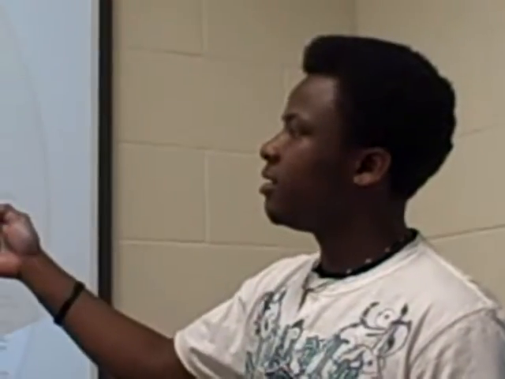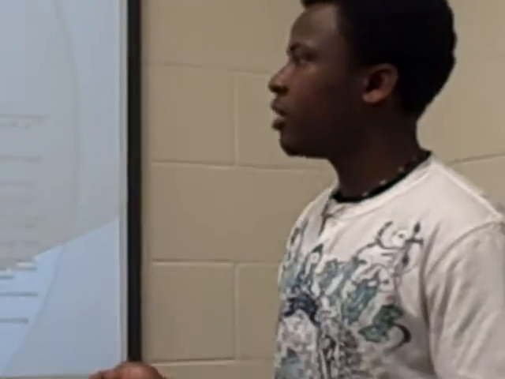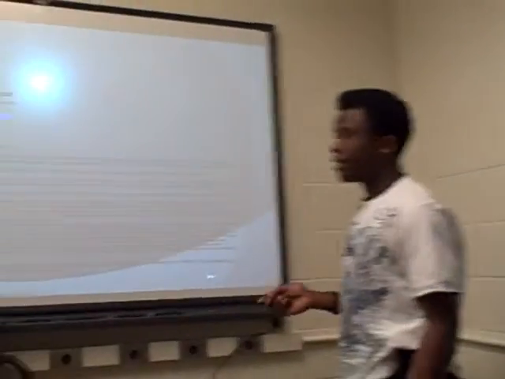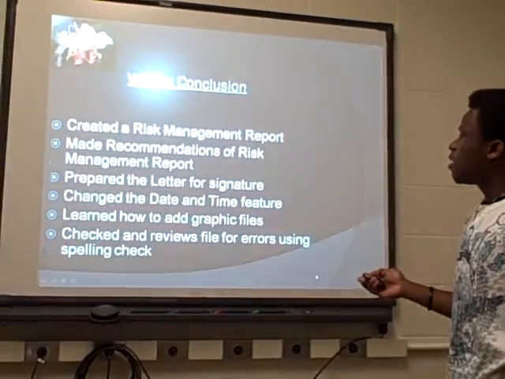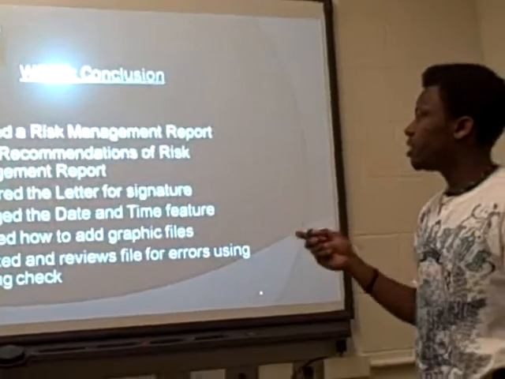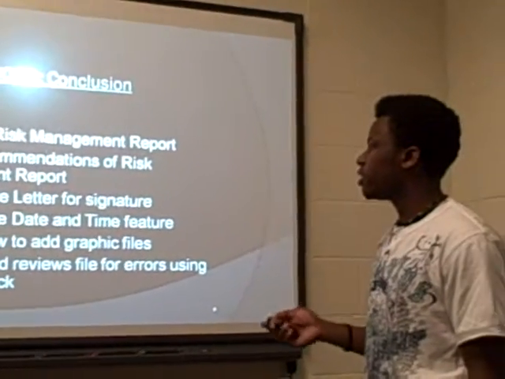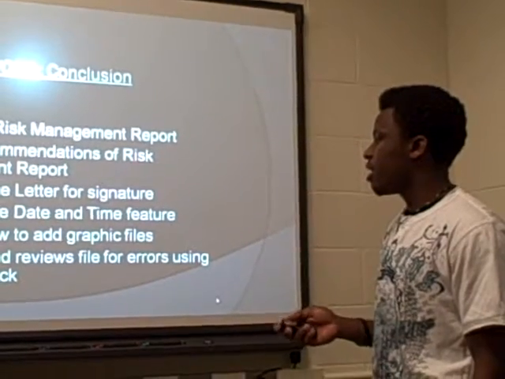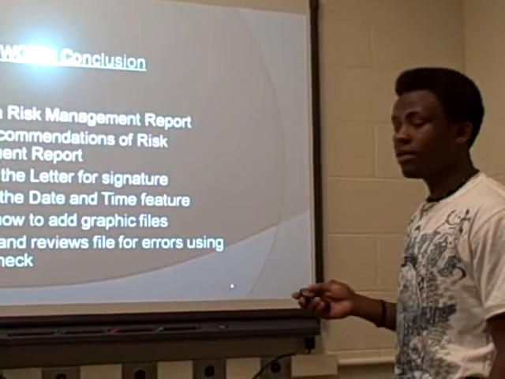That's the hotel that we're talking about, the Better Orchid Hotel, which is in California. You have been there, those people. So the conclusion is we create a risk management report, we made a recommendation of the risk management report, and we learn how to add the graphic files and stuff.